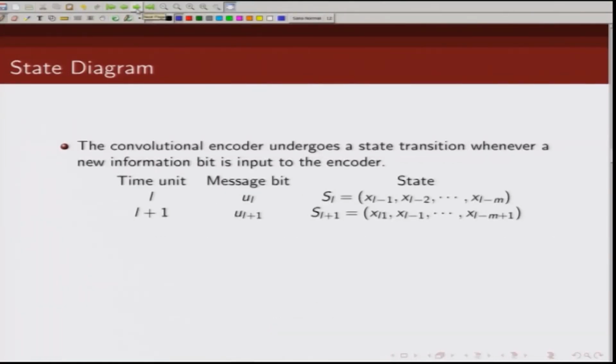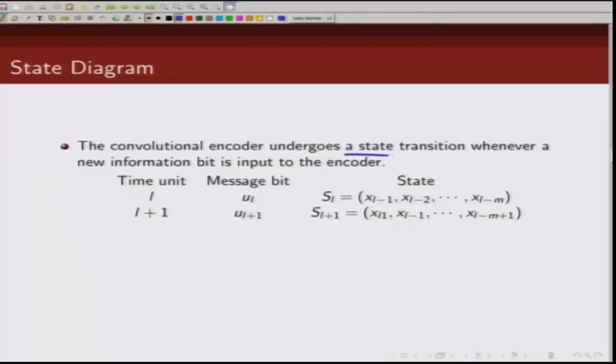And what happens when we receive a new bit? When we receive a new bit, the convolutional encoder is in a particular state, let us say at time t. That new bit will take it to some other state, and some output will be emitted. So, we undergo what we call a state transition whenever a new information bit arrives. It will transform the encoder from a given state, let us call it S L, to another state S L plus 1.